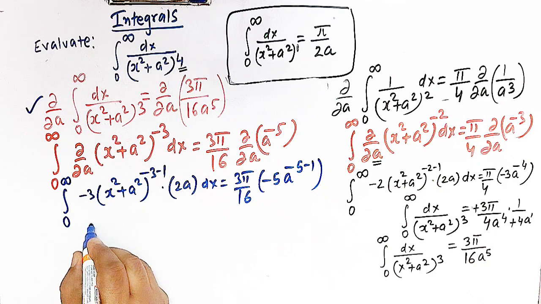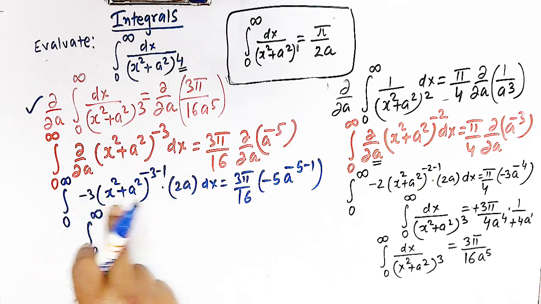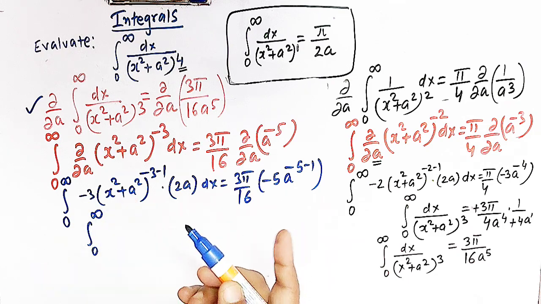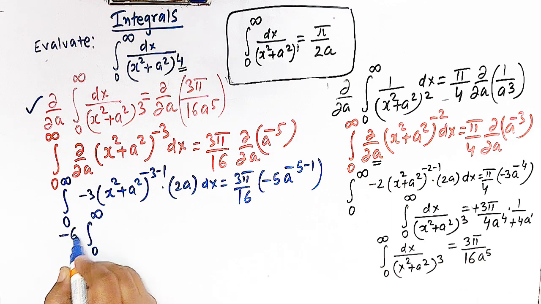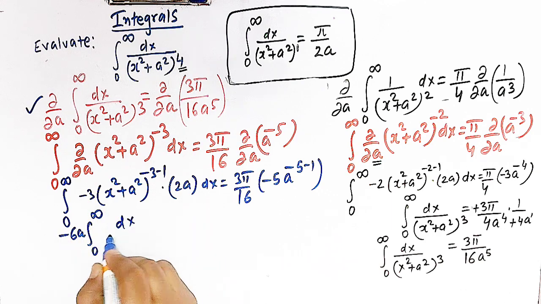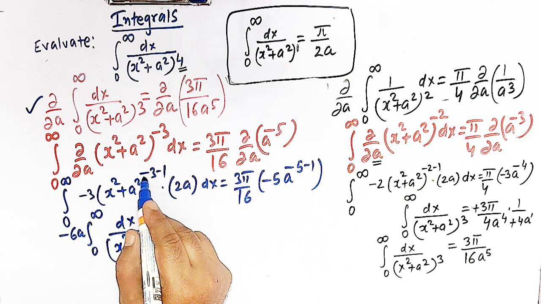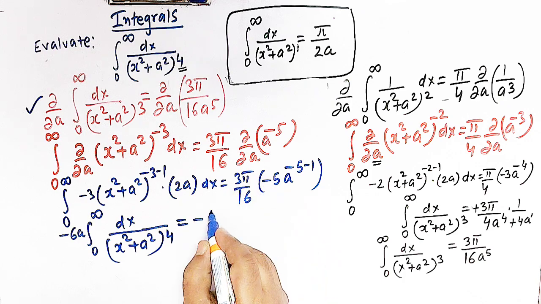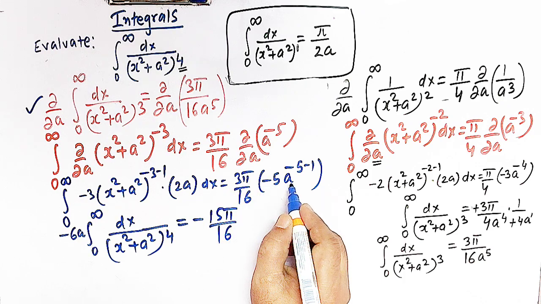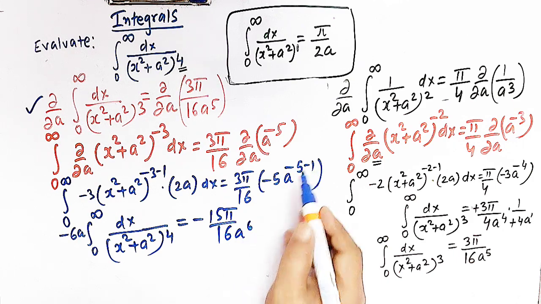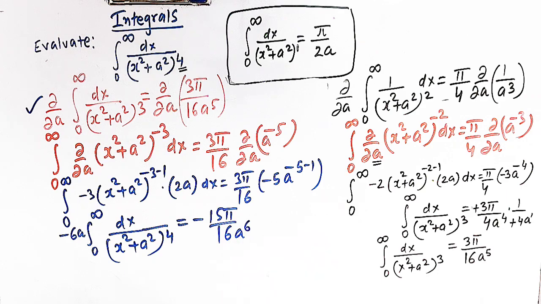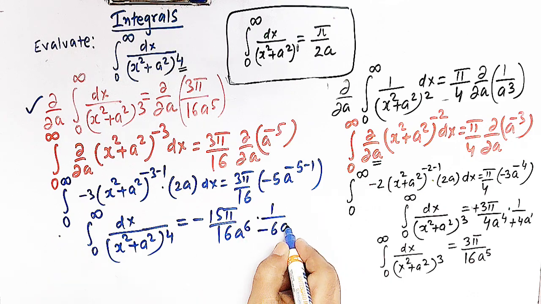So we can now simplify it. So we have 0 to infinity, and again we have the integral here, so we can again resort to x as a variable here, and taking a as a constant, we can take minus 6a outside the integral, and here we have dx over (x square plus a square) raised to minus 3 minus 1, that is minus 4, and here we have minus 15 pi over 16, and here we have a raised to 6, because minus 5 minus 1 is minus 6, and taking a raised to minus 6 to the denominator, we have here positive 6.